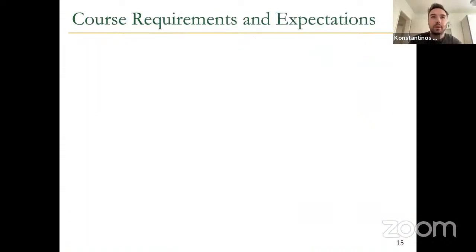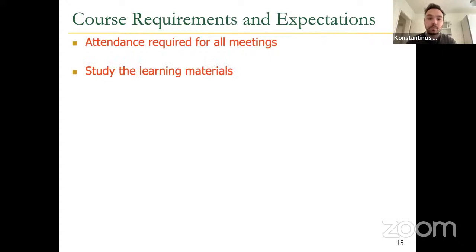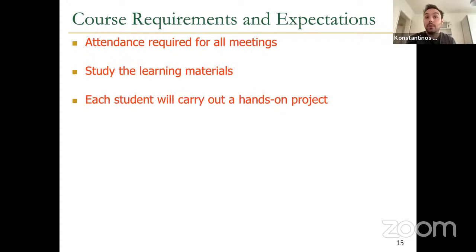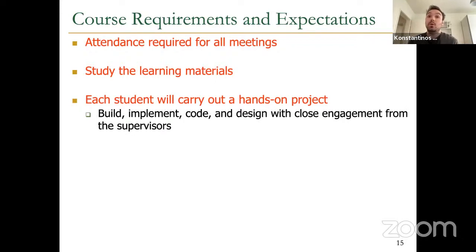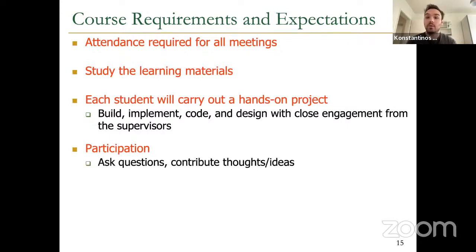So let's talk more about the course requirements and the expectations that we have. First, attendance is required for all the meetings. You need to study the learning material before the meetings. Each student will carry out a hands-on project, which we'll discuss later. You will need to build, implement, code, and design with close engagement from the mentors and the supervisors. You need to participate and ask questions, contribute thoughts and ideas during the meeting, mainly the meeting with the mentors, and read relevant papers.